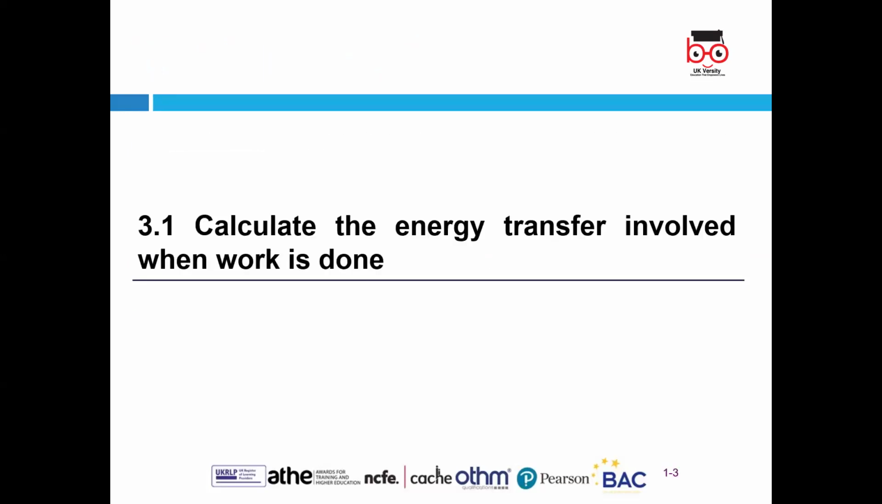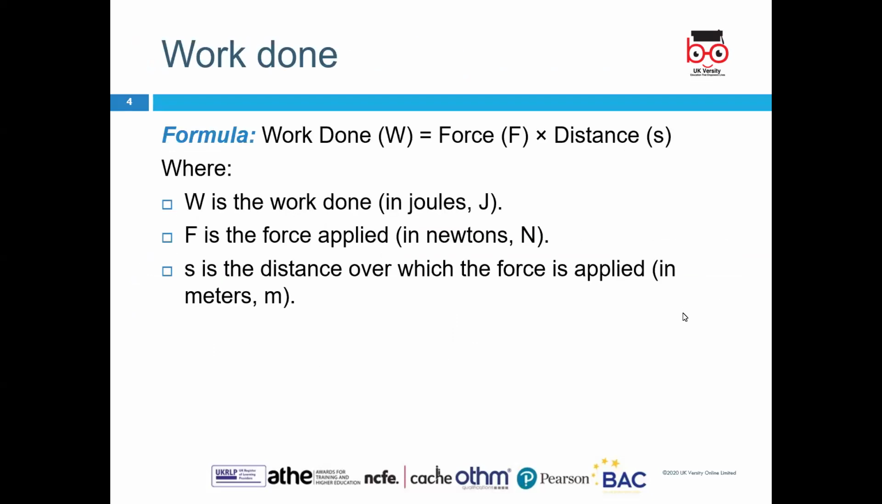So the first one is to calculate the energy transfer involved when work is done. When work is done, it is measured by the formula: work done is equal to force times distance, where W is the work done, measured in joules, F is the force applied in newtons, and S is the distance over which the force is applied in meters. This is the formula which shows the relationship between work done and between Newton meter and the joules.